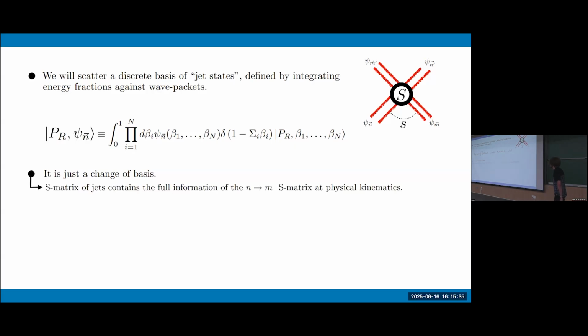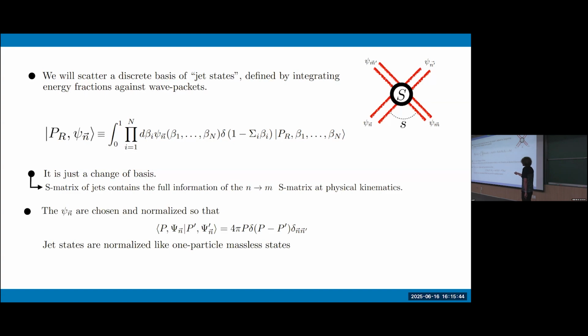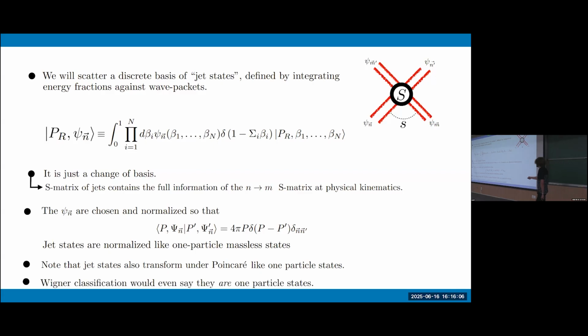We're not losing any information. We capture the full asymptotic physical kinematics by going to this basis. Now, these wave functions can be chosen, and normalized, so that their overlaps are given just by this expression, which are just like one particle massless state overlaps. And in fact, kinematically, these states transform just like one particle states under Poincaré. So you can imagine, like under Wigner classification, you'd even say that they are one particle states, only that now they carry this essentially infinite dimensional flavor index, which labels the wave function inside these jets.